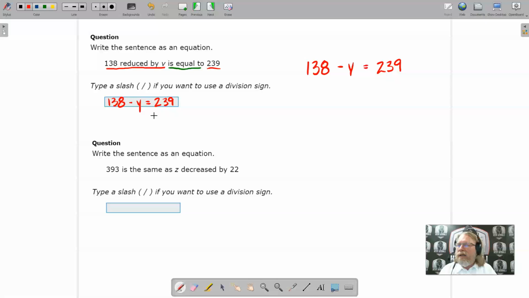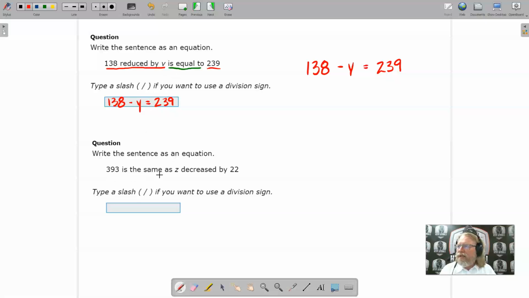239. It's just like translating a language. We're just taking one language of words and we're translating them into mathematical operation signs and numbers and variables, etc. The next one is write a sentence as an equation.